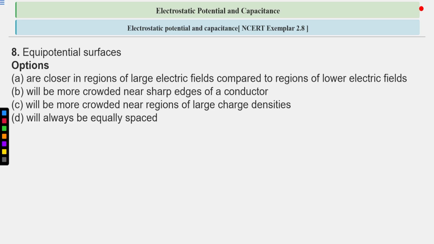So next question, example 2.8, equipotential surfaces. What option is correct for equipotential surfaces? Four options are given. First one: equipotential surfaces are closer in regions of large electric fields compared to regions of lower electric fields. Second option: will be more crowded near sharp edges of a conductor. Third option, C: will be more crowded near regions of large surface charge density. And D option: will always be equally spaced.